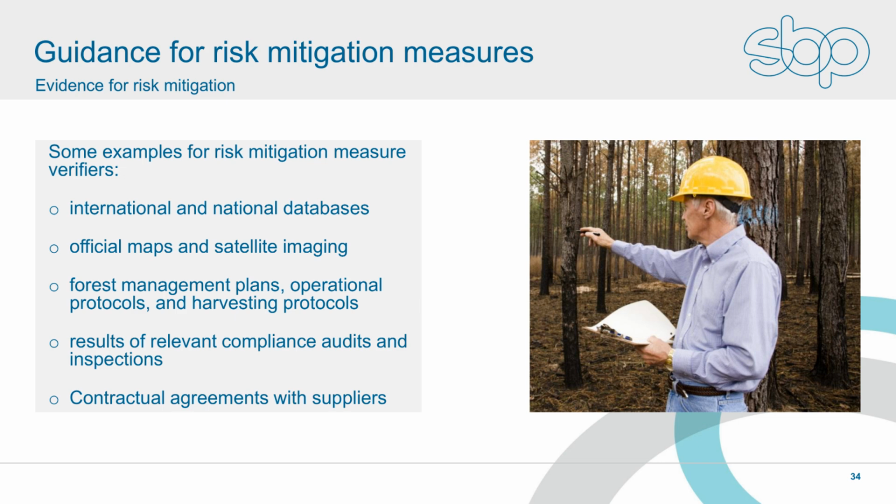Results of relevant compliance audits and inspections, whether from the certification body, from public authorities, or from your own supplier monitoring visits, and contractual agreements with suppliers, which set out specifically what the supplier has committed to do. The principle is the same as for SBVs. The evidence has to be genuinely informative about the risk you are trying to manage. A contract that says supplier will comply with all applicable laws is not evidence of compliance. It is a statement of expectation.